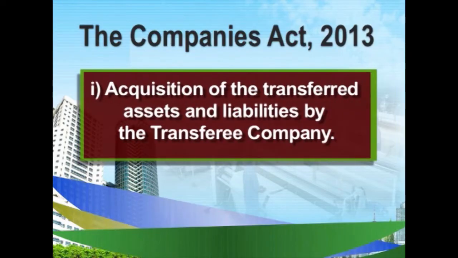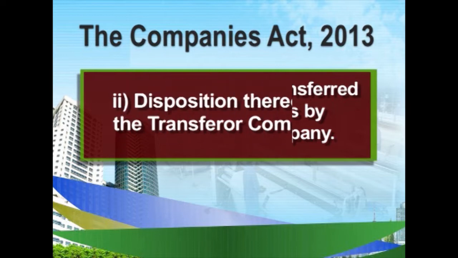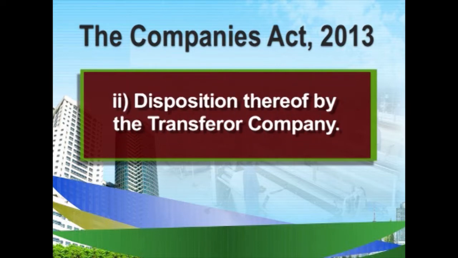Such a transfer of business has two effects, namely acquisition of the transferred assets and liabilities by the transferee company, and disposition thereof by the transferor company. Accordingly, the transferee company passes the formation and acquisition entries, and the transferor company records the dissolution and disposition entries.